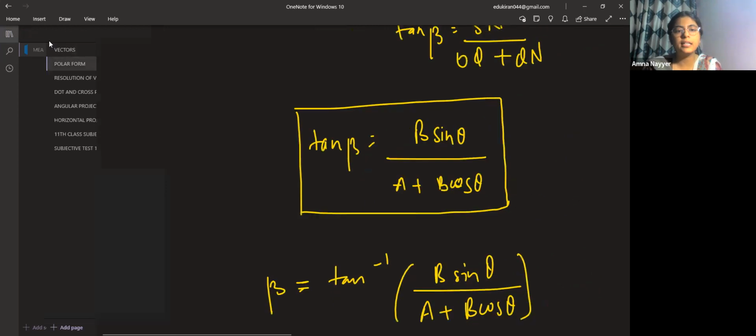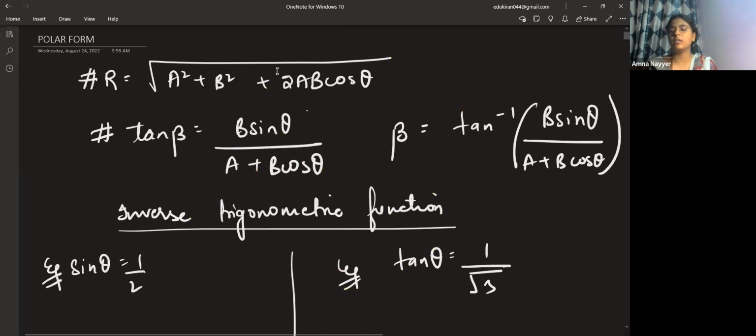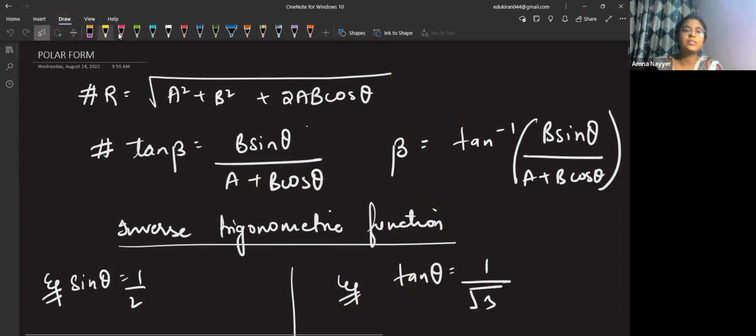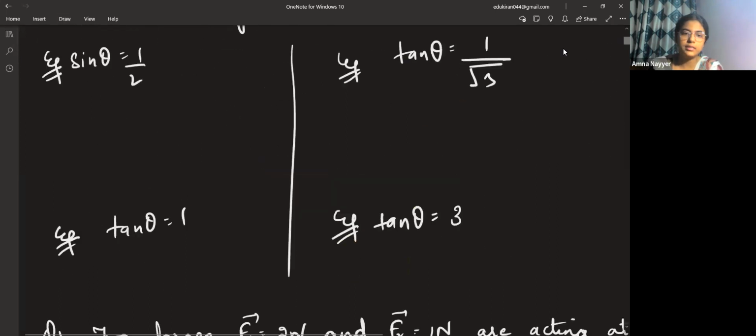Now see that inverse trigonometric rule which I was mentioning. This is the magnitude, the square root of a square plus b square plus 2ab cos theta, and tan beta is b sine theta divided by a plus b cos theta. Whenever we write inverse trigonometric functions, like sine theta is half and you want to find out theta, what will you do? Keep theta aside. Now sine will become inverse. Here it is getting multiplied, so it will come in the denominator. So this is sine inverse half.